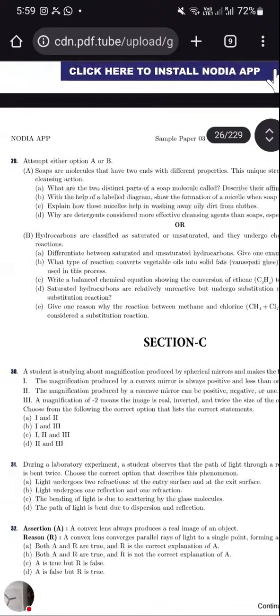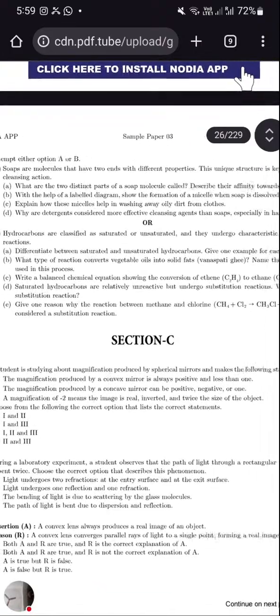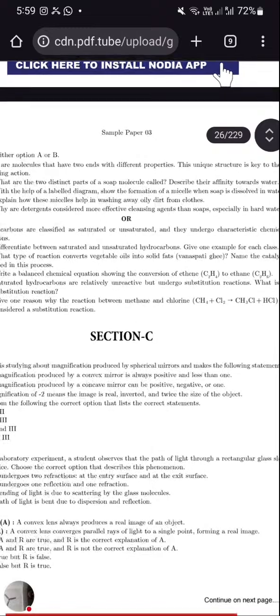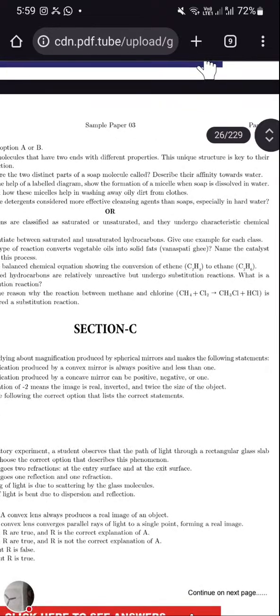And next one, explain how micelles help in washing away oil. As the hydrophobic end is attached to the dirt, when the dirty clothes are agitated, the tail will pull out the dirt and drag it into the water. As a result, the water becomes dirty and the clothes become clean.